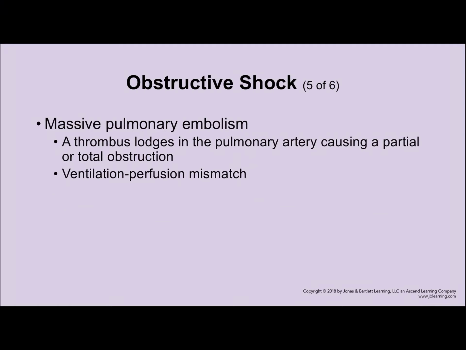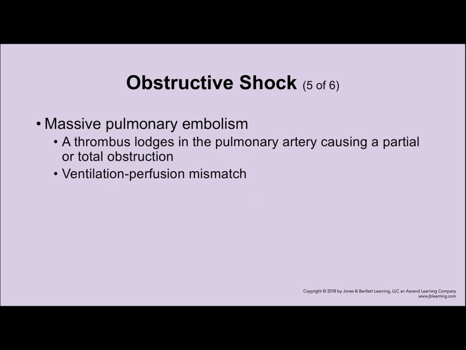Another etiology of obstructive shock can be from a pulmonary embolism. An embolism is defined as a clot that forms somewhere and then travels somewhere else. The scenario we often see with these patients is they have a DVT, or a deep venous thrombosis, and that can happen in their leg or a large vessel farther away from the heart, and then it can become dislodged and actually travel to the heart.